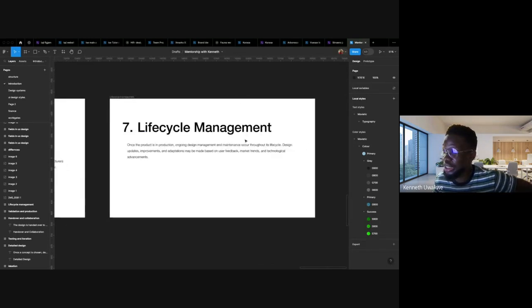Also, the last one is life cycle management. And all this, I talked about the maintenance. I think I talked about this previously, when I was talking about WhatsApp, that it keeps going on iteration.